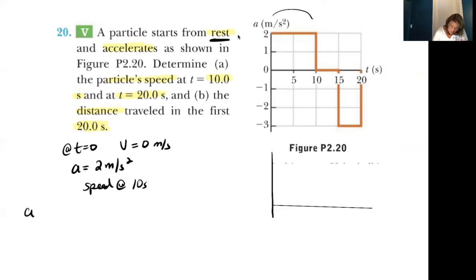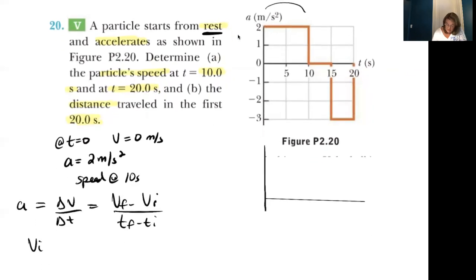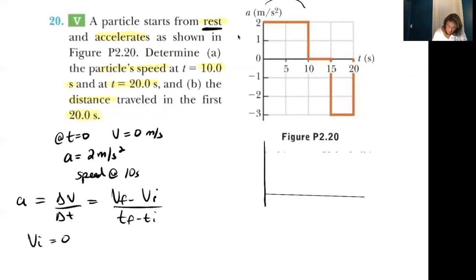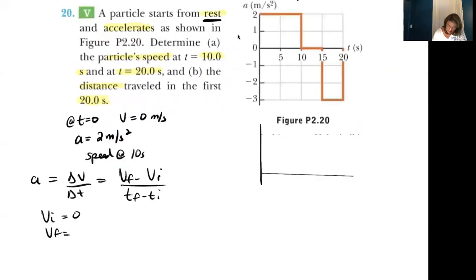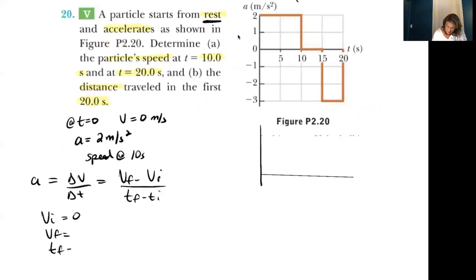So I have an equation that relates acceleration to velocity. Acceleration is change in velocity over change in time: V final minus V initial over T final minus T initial. Well, what was the initial velocity during those first 10 seconds? It was 0. What is the final velocity? That's actually what we're looking for. I don't know the answer to that. T final is 10, T initial is 0.